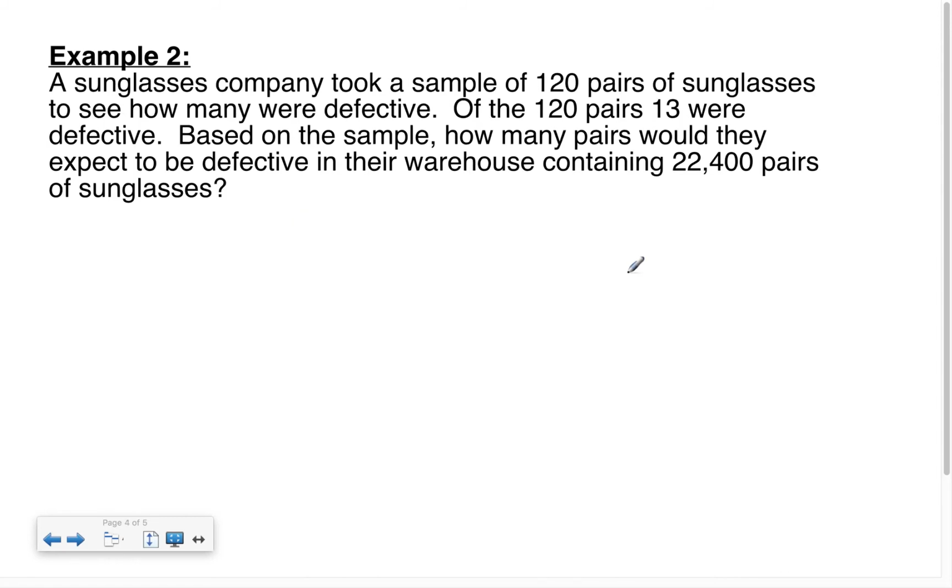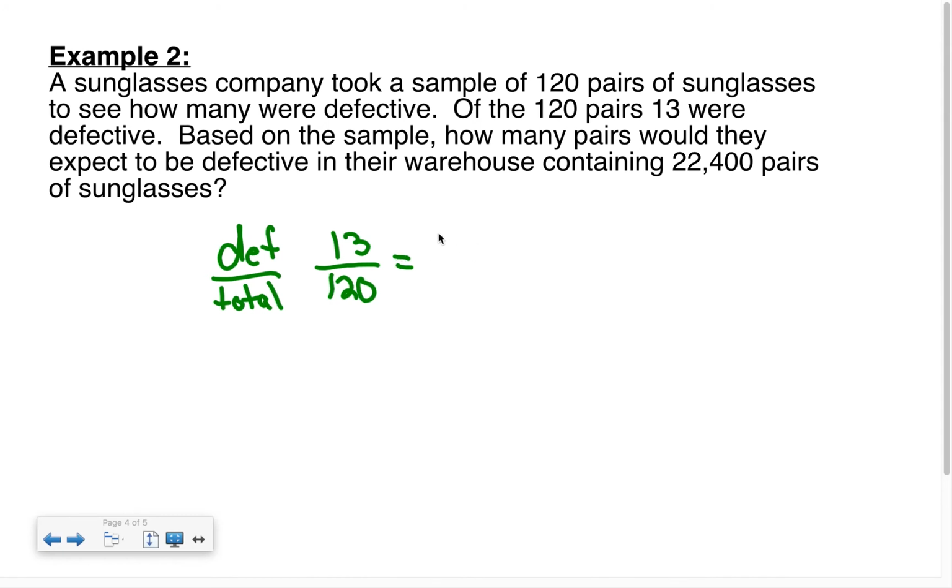Let's look at example 2. A sunglasses company took a sample of 120 pairs of sunglasses to see how many were defective. Of the 120 pairs, 13 were defective. Based on the sample, how many pairs would they expect to be defective in their warehouse containing 22,400 pairs of sunglasses? Now we're not comparing red to total, we're comparing defective to total. So let's set up our proportion. Defective over total. Now in the sample, 13 were defective out of 120.